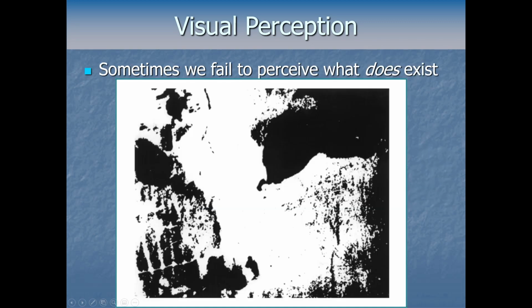And there are lots of examples where we fail to perceive what does exist out there in the stimulus. Like, look at this picture and what do you see? Most people don't actually see anything when they first look at it. They don't pick up any meaningful pattern here. So you may want to pause the video and look at it for a while before I give the answer.